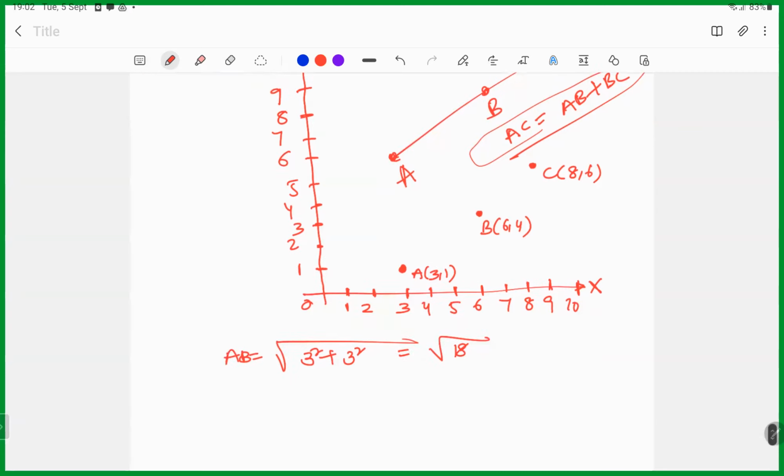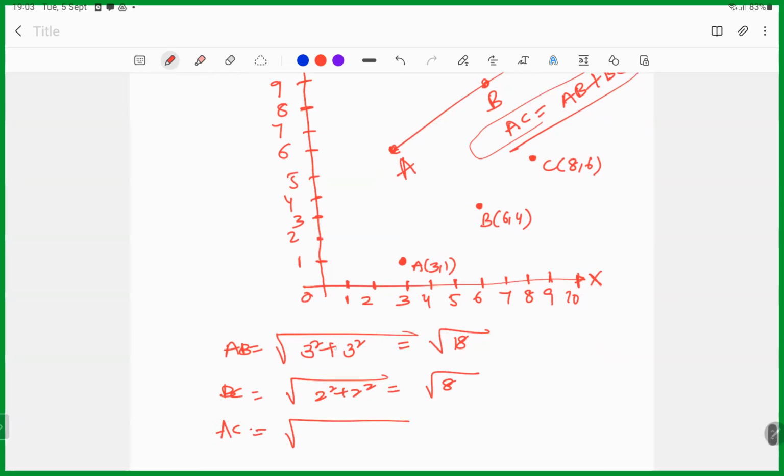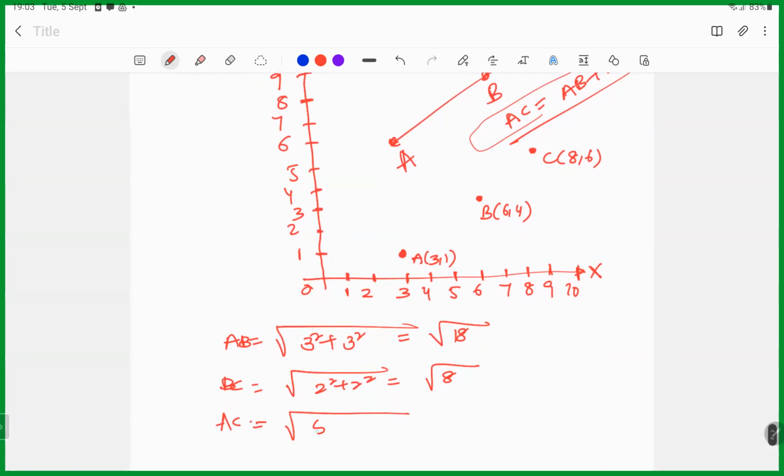BC equal to square root of 2 square plus 2 square, equal to square root of 8. AC equal to square root of 5 square plus 5 square, square root of 50. Square root of 18 equal to 3 root 2. Square root of 8 equal to 2 root 2. Square root of 50 equal to 5 root 2.